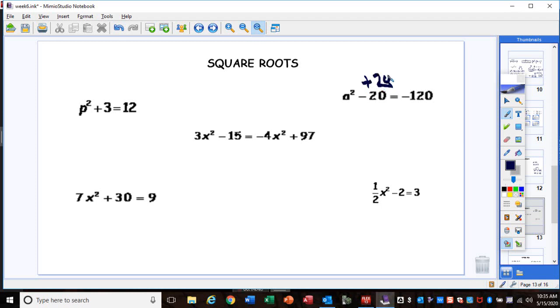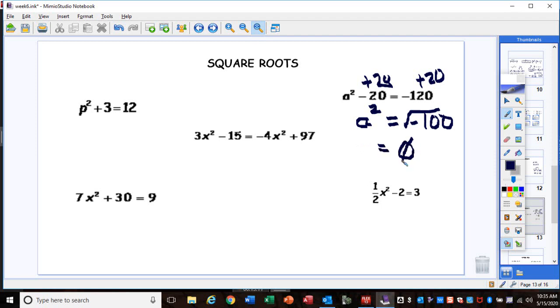All right, I'm going to add 20. My videos are already long enough as they are. Sorry, I just want to make sure I'm teaching you what I'm supposed to teach you. So we're adding 20 to both sides, a squared is equal to negative 100. Now keep in mind, 100 is a perfect square, but you cannot take the square root of a negative number. This is no solution.